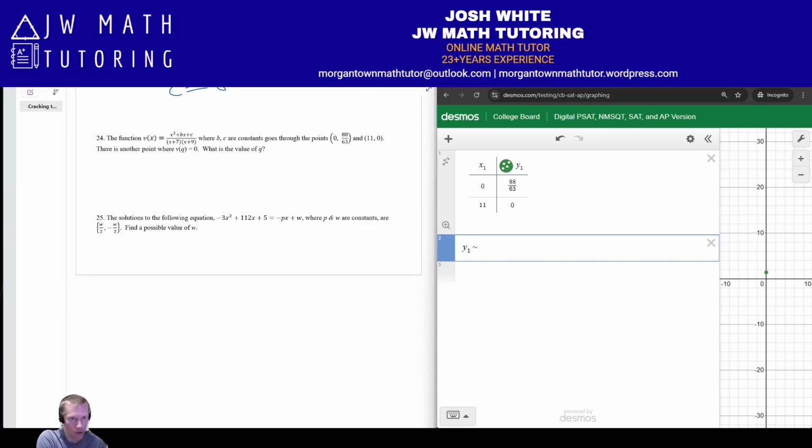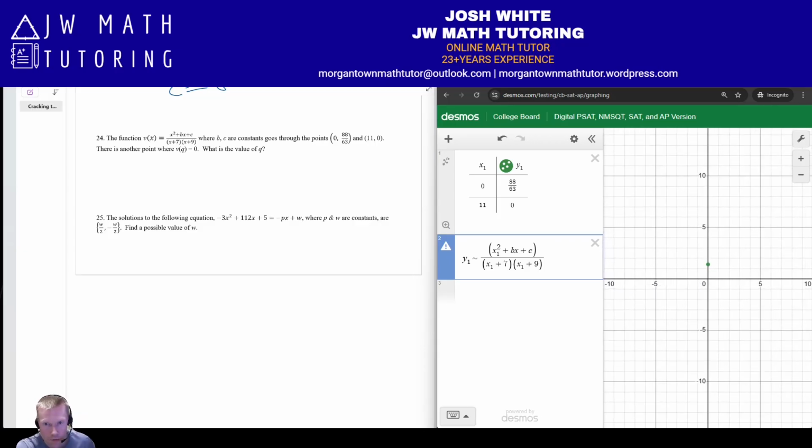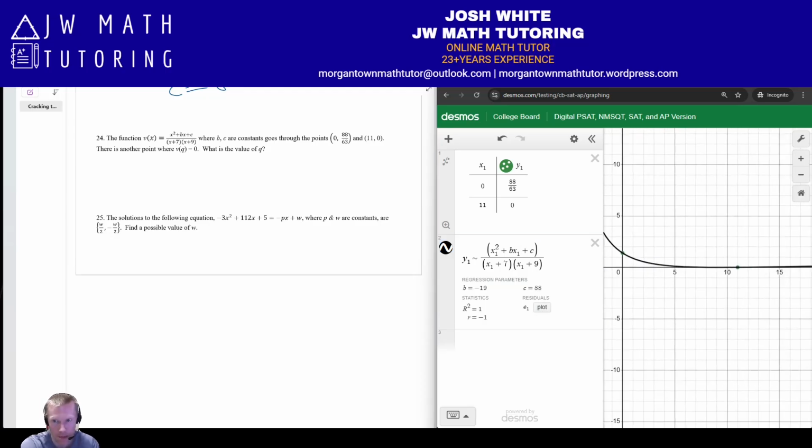So y1, and now on the top, on the bottom, we just put in the... all right. What is the error it's giving me here? X1. Oh, I forgot to put the x1. There we go. Perfect. All right.